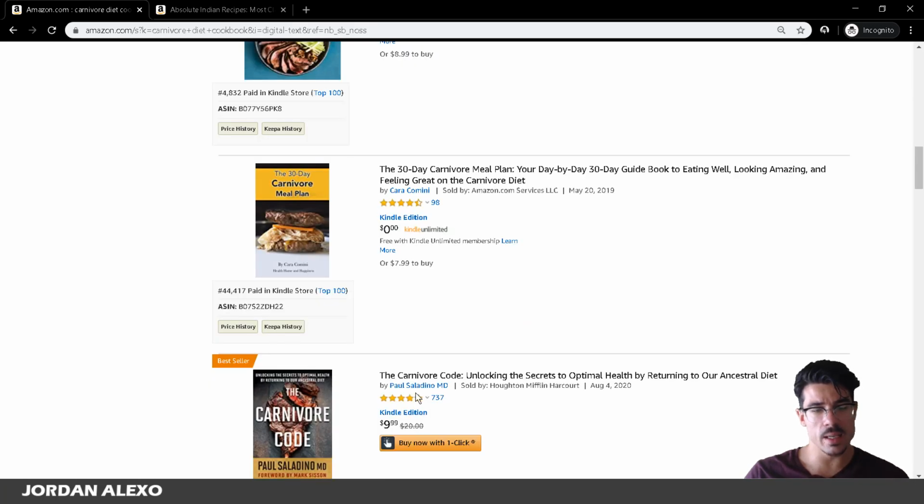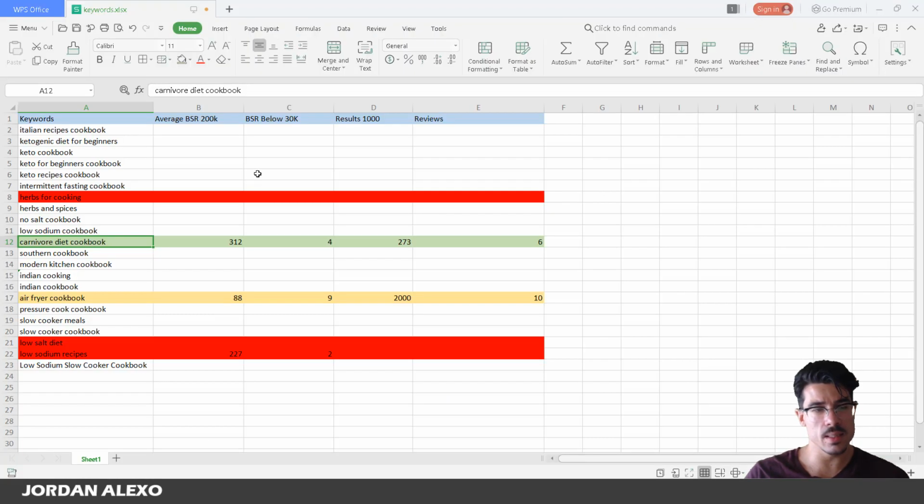Okay, I guess you get a good idea of how you can analyze your keywords. Basically, this is the process that you need to follow. And yeah, it's kind of time consuming. The more you practice, the more you get used to it. And this is what I check. I check average BSRs to get an idea of the average BSR of the books over there. And this gives me an idea whether those books on average are doing well or not.